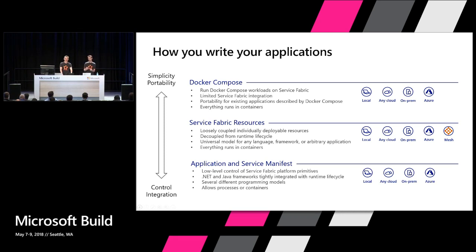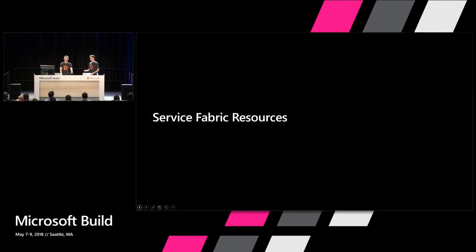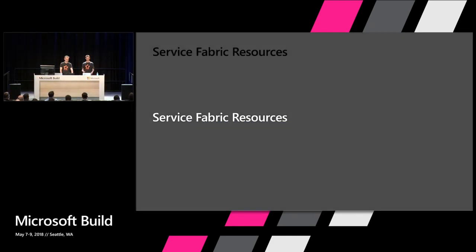So if you go down to the bottom of the stack there, and you're doing application and service manifest and reliable services, you still have full control, and that's still fully supported and always will be. You'll be able to have full control of the platform, be integrated in the runtime, and do all the really interesting work that you can do today with it. But in this middle land, it's really geared toward just focusing on the application and not managing the infrastructure or being involved in that infrastructure lifetime. So it's really a simplification. So let's talk a little bit about what Service Fabric resources actually are.